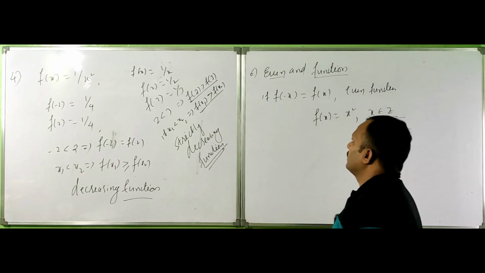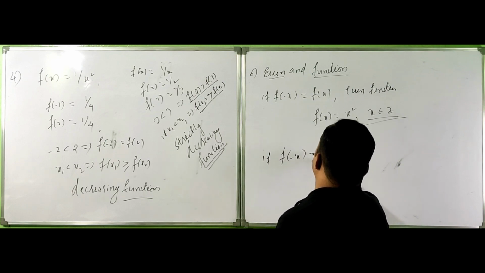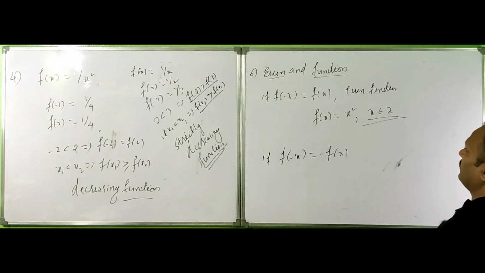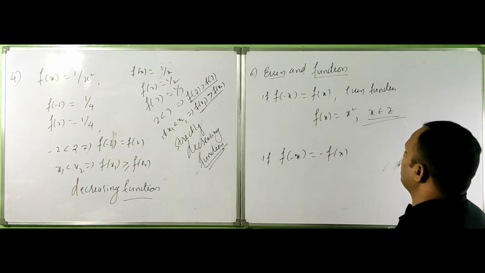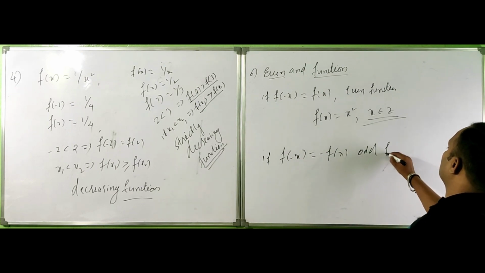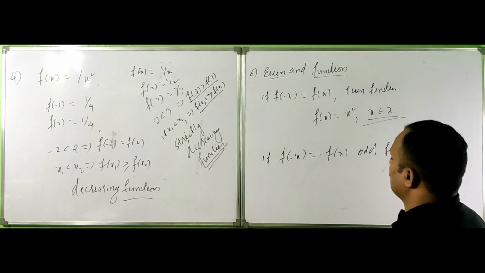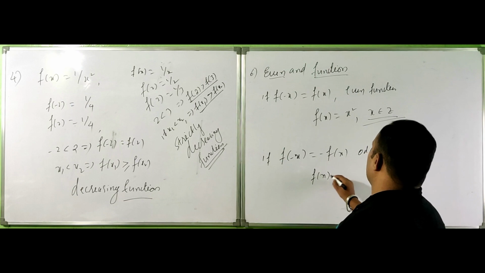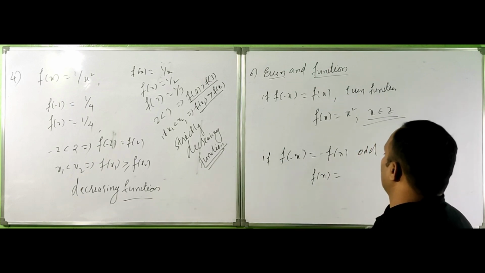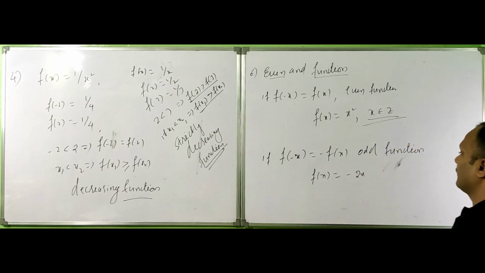Even function. Again, if f of minus x is equal to minus f of x, this is called odd function. So an example is f of x is equal to minus 2x.